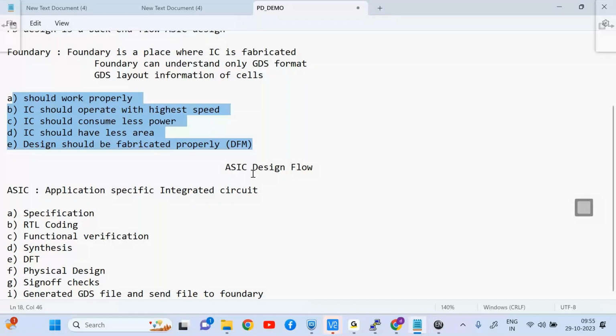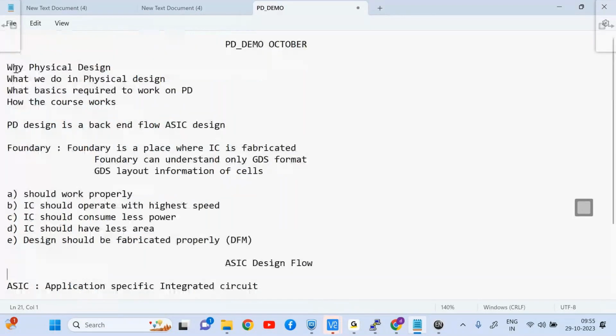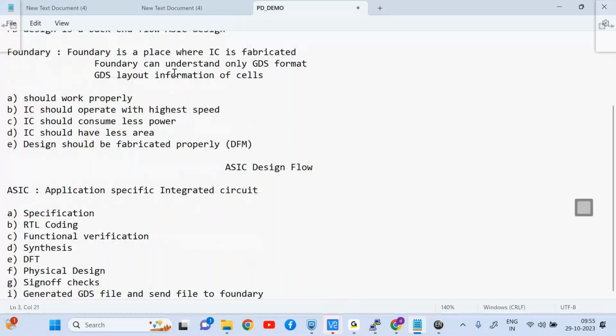Yes, sir. To understand why physical design, we have to go through the steps of the ASIC design flow a little bit: what is done in which step. We'll understand. Then only we can understand why physical design.